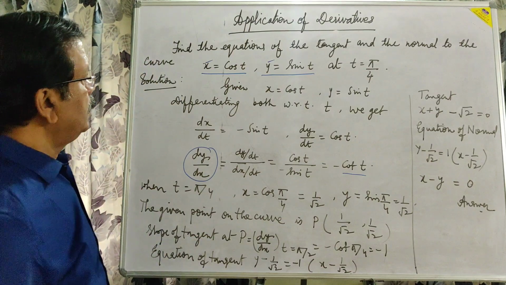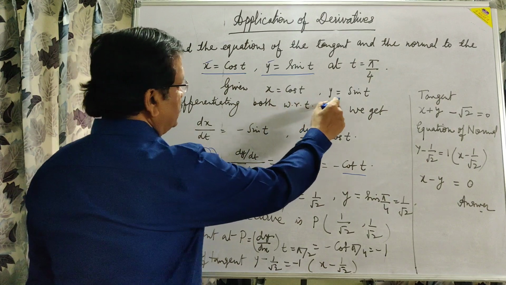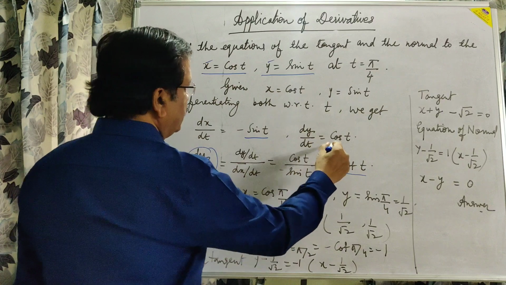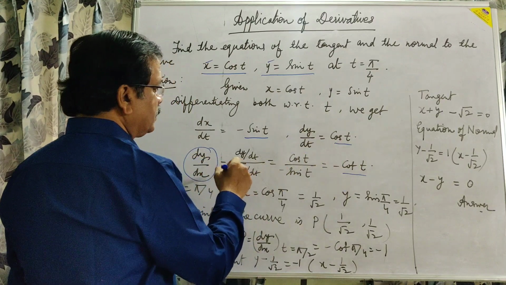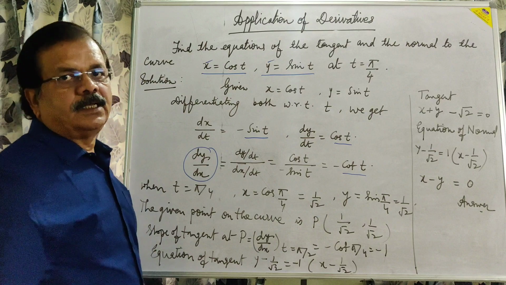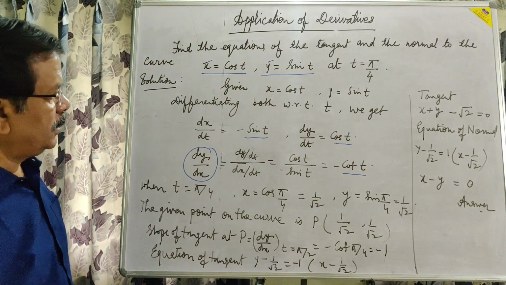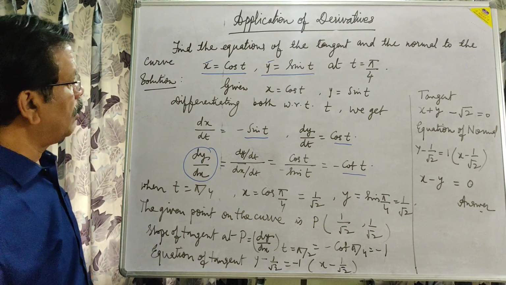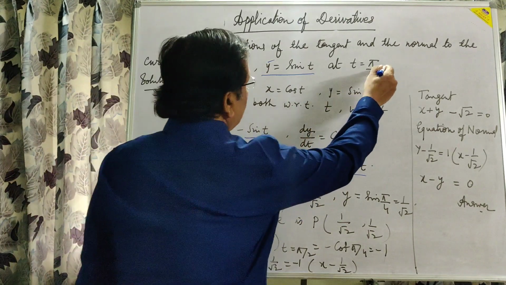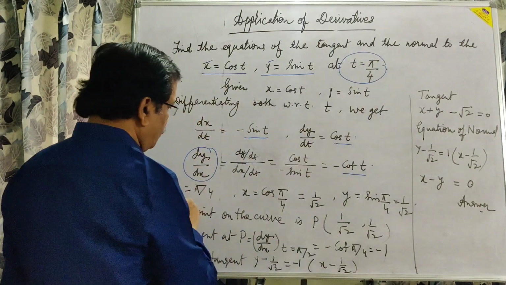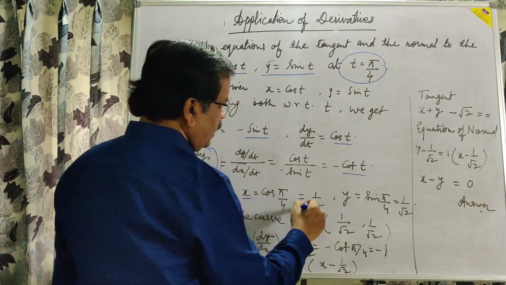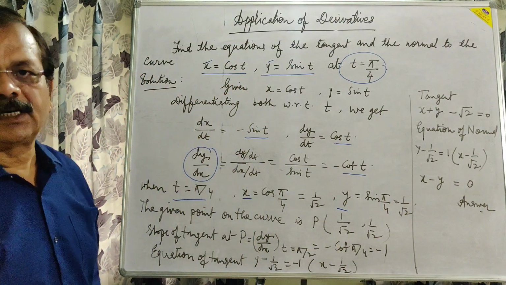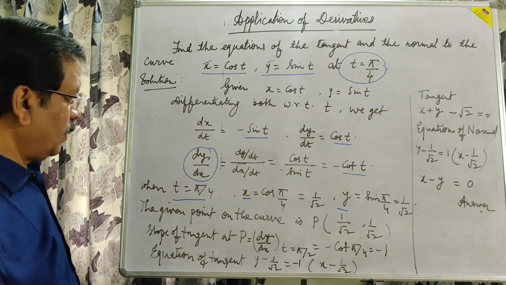Now see here, x is equal to cos t and y is equal to sin t. Differentiating with respect to t we get minus sin t and cos t. Then dy by dx is equal to dy by dt upon dx by dt, which comes out minus cot t, and we have to find the tangent and normal at t is equal to pi by 4. So substituting t is equal to pi by 4, we get x and y as 1 by root 2 and 1 by root 2. So the given point on the curve is (1/root 2, 1/root 2).